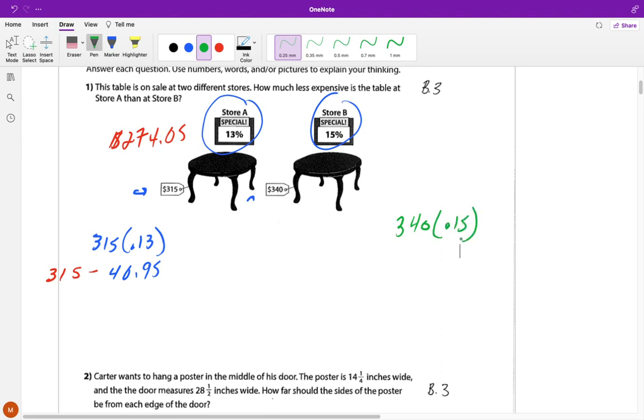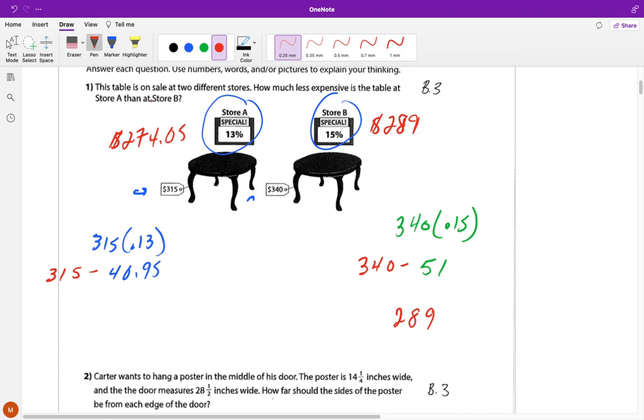So now if I want to do the discount for store B, we can do 340 times the discount. So 340 times 0.15, which is then going to give me 51. And then I know I need to subtract that from the original amount that we had, which is 340. So now I will do 340 minus our 51, which is then going to give us $289. So that means this one is going to cost $289.